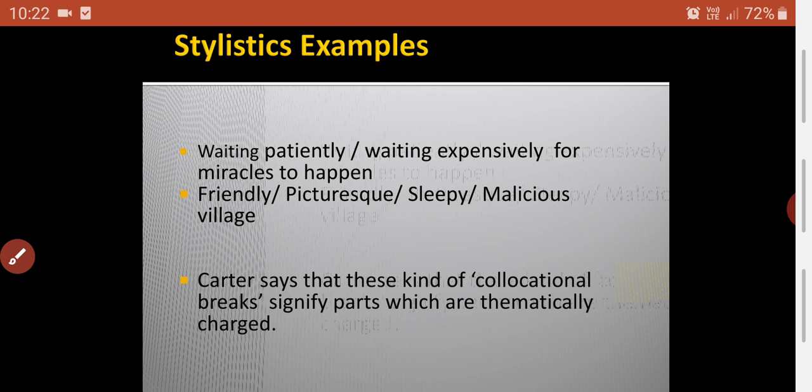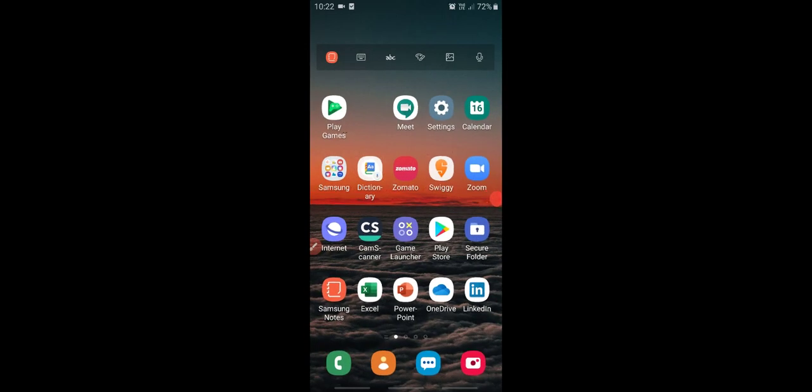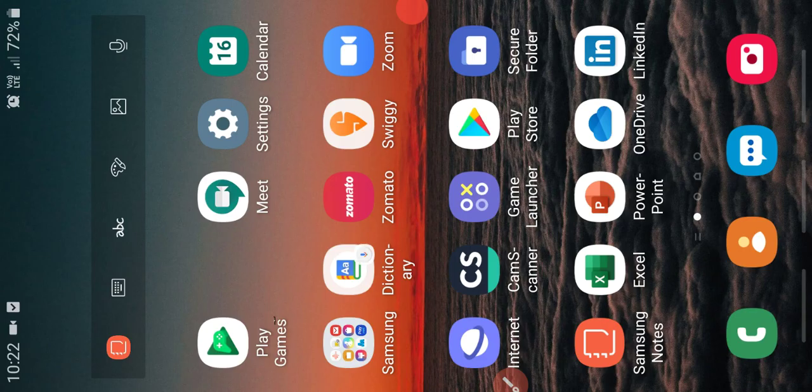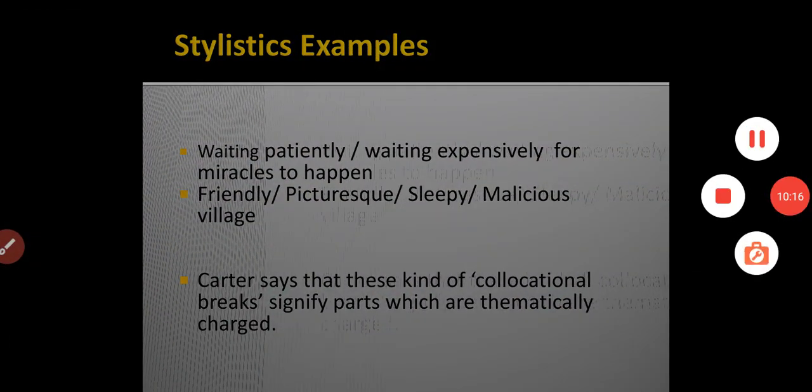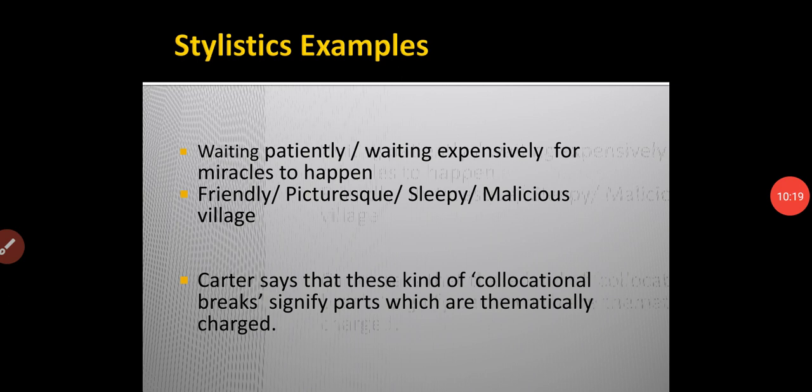Just hold on a minute. I can't seem to bring it in here. Oh, something happened. Yeah, now this word waiting, oh my goodness, it just keeps moving.